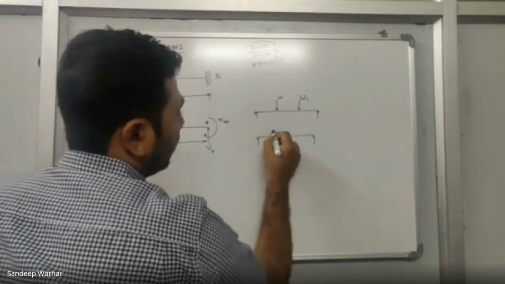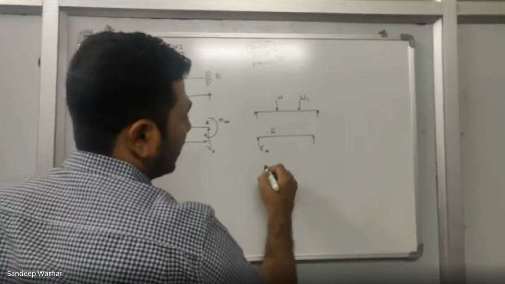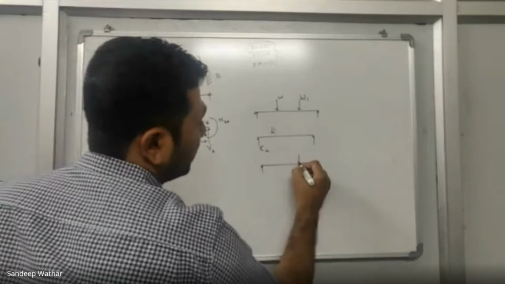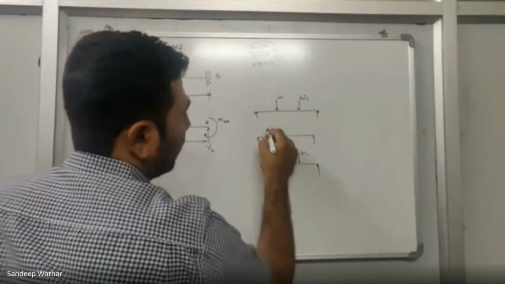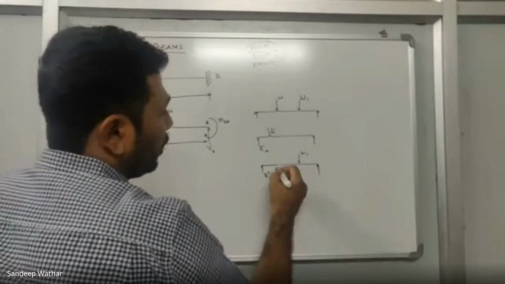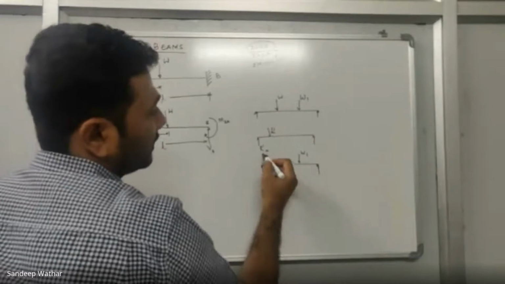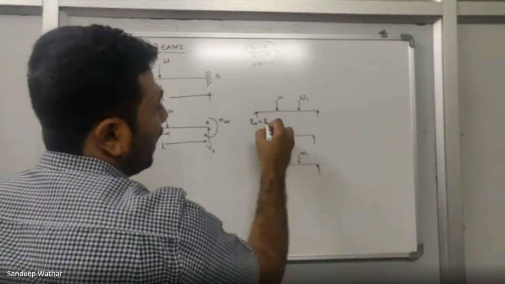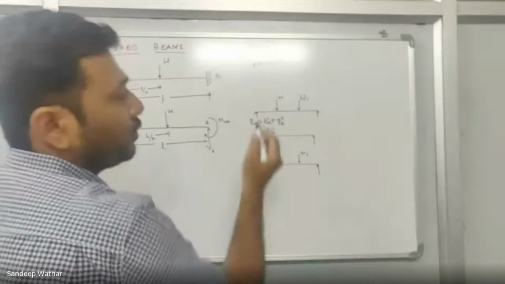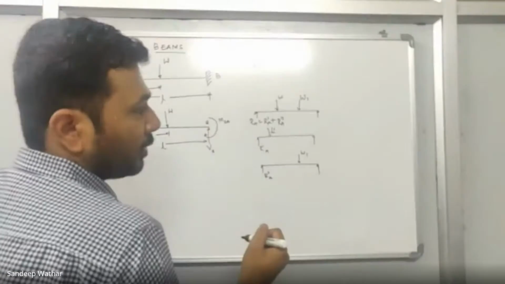Like for example, I'll take only W. For that, I'll calculate some reaction, RA dash, I'll call it as. And similarly, again, I'll take this beam and I'll apply only this load, which is W1. Now again I will calculate the reaction here. So if you want to find out how much is the reaction when both are applied together, I'll add these two reactions. So here RA will be equal to RA dash plus RA double dash. I hope you remember, this is the principle of superposition.